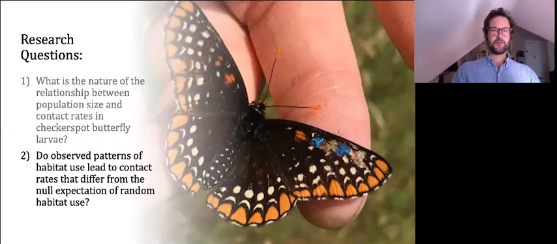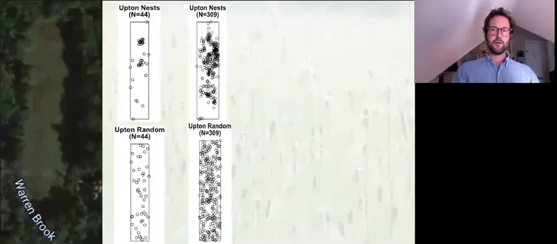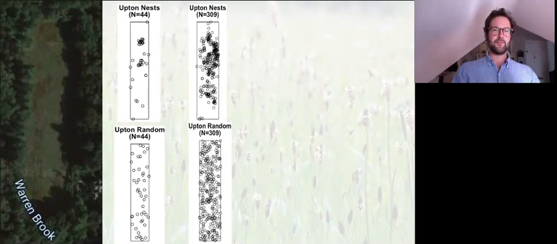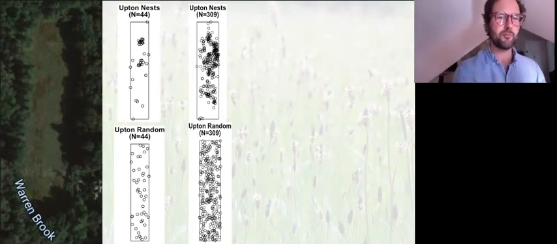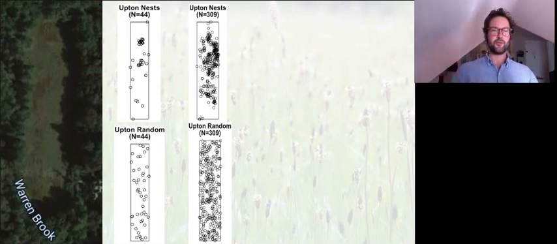Then for the second research question, do observed patterns of habitat use lead to contact rates that differ from the null expectation of random habitat use? I used this Upton site, partially because there's a picture of it on the left. It's just a rectangle, so it's pretty easy to generate randomly spaced hypothetical nest locations here. And I should point out that Plantago, the primary host plant at the site, occurs throughout that whole field.